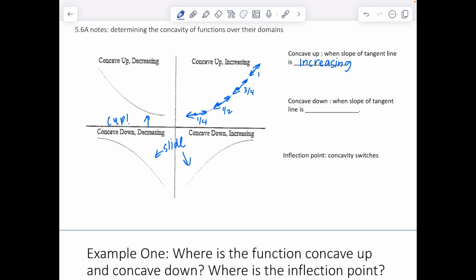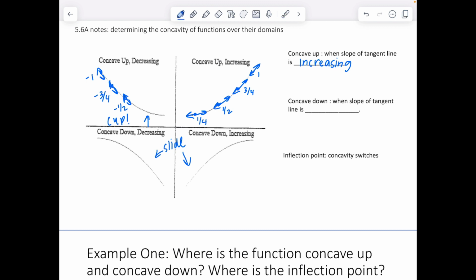Then over here, if I draw tangent lines on the concave up but decreasing function, they're still actually increasing. This one's a little harder to think about, but this right here is -1. This is -3/4. This is -1/2. So they're getting less negative, aka they're increasing.